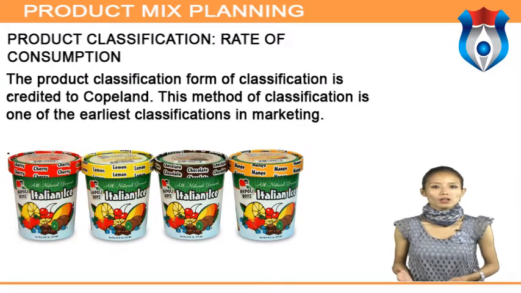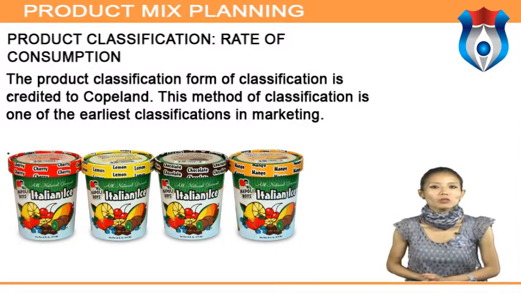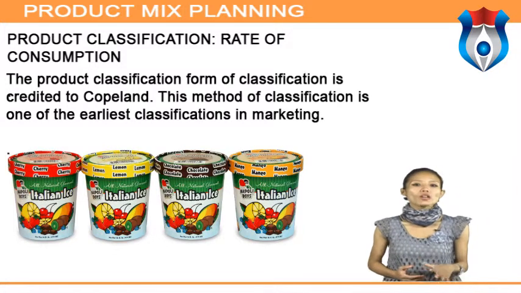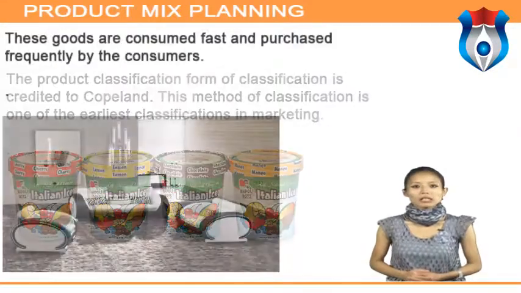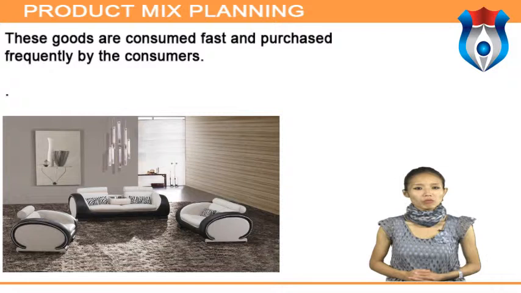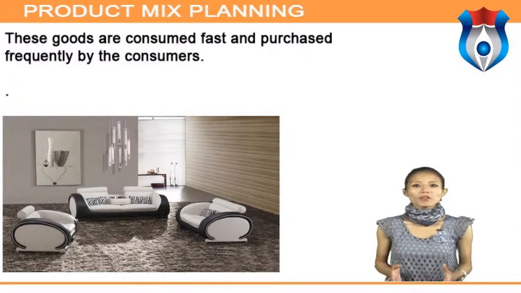Non-durable goods. Non-durable goods are tangible goods that are normally consumed in one or few uses. Examples are beer, toothpaste, sugar, soap and salt. These goods are consumed fast and purchased frequently by the consumers. Many fast foods fall into this category.